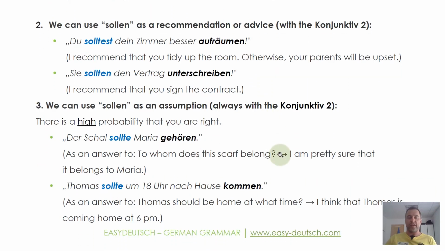And again, we can use it as an assumption, again with conjunctive 2. And here we also have a high probability that you are right. Der Schal sollte Maria gehören, as an answer to: to whom belongs the scarf? I'm pretty sure that it belongs to Maria. But again, dürfen has a higher chance than sollen. It should belong to Maria, but with a higher chance.